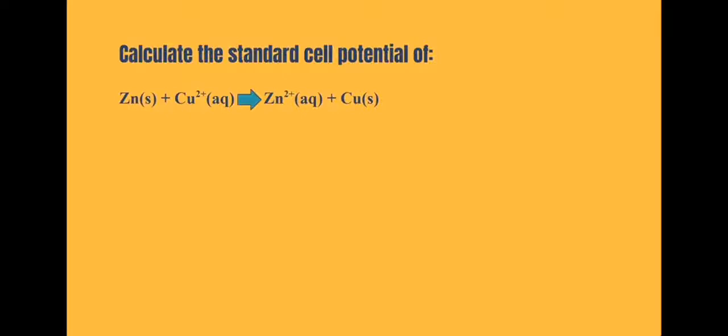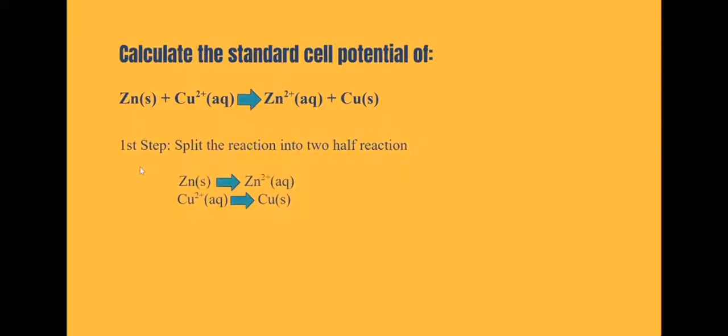Calculate the standard cell potential of this reaction. To calculate this, the first step is to split the reaction into two half reactions. So paghiwalayin po natin sila. Sa paghiwalay po natin, i-copy lang po natin ang zinc, katulad po nito. Ihiwalay po natin siya sa copper. Tapos ang copper naman po, ihiwalay po natin ang copper sa zinc.